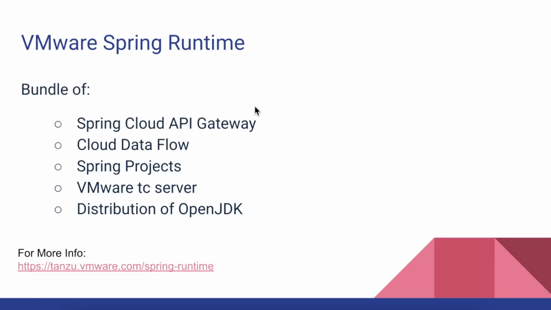So the last one here is VMware Spring Runtime, and VMware Spring Runtime is a bundle of these different components that you are seeing here. Under Spring Runtime, there is Spring Cloud API Gateway, which provides the API gateway functionality. Then the data flow, Spring Cloud Data Flow. There are several Spring projects which are bundled in this Spring Runtime, and they will be supported by VMware. And there is also tc Server and a distribution of OpenJDK bundled here.